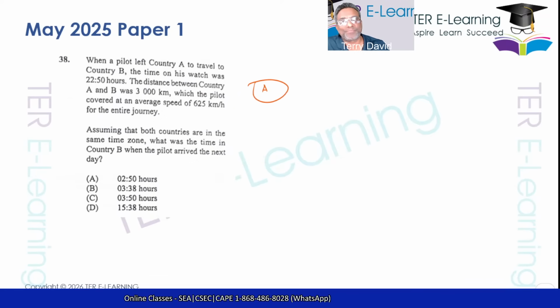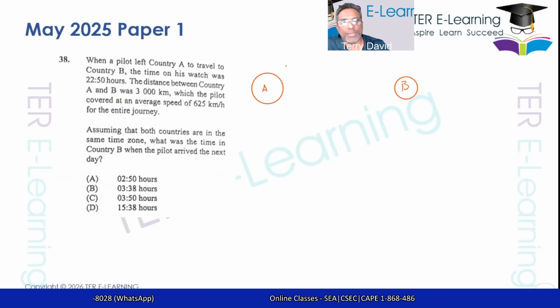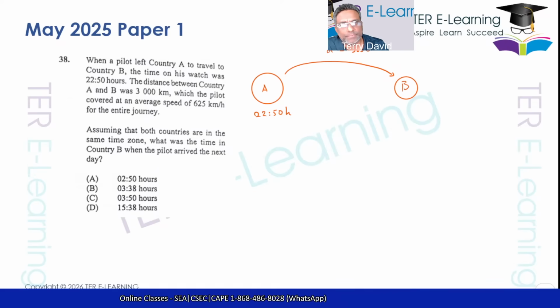We have country A here, we have country B. So this time here is initially 2250 hours. That's the time here. Now you're traveling to country B here. The distance between the two countries is 3000 km, and the speed is 625 kilometers per hour.